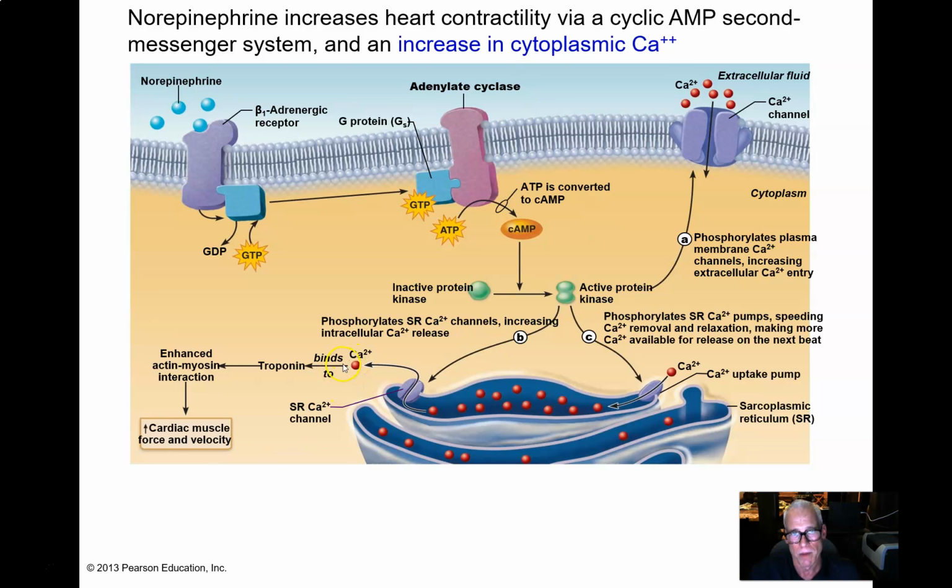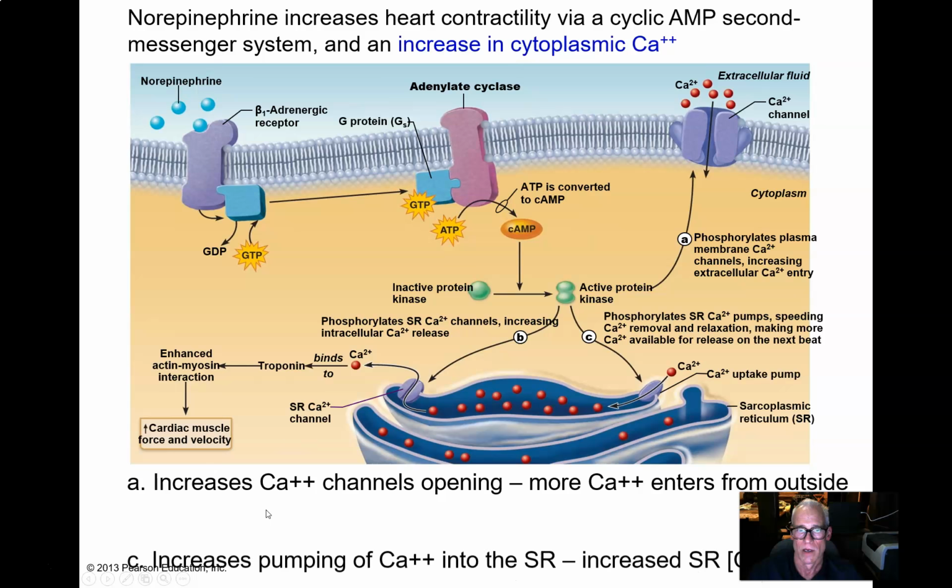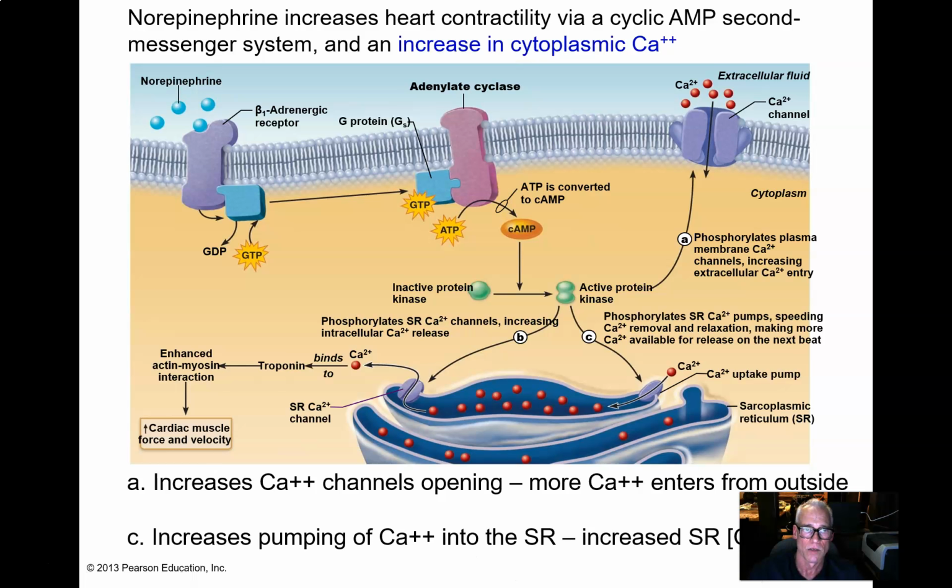Calcium binds to troponin, troponin moves tropomyosin, and then cross-bridge cycling. All right, that was just a little review. I just wrote down what I was talking about here, so let us proceed.